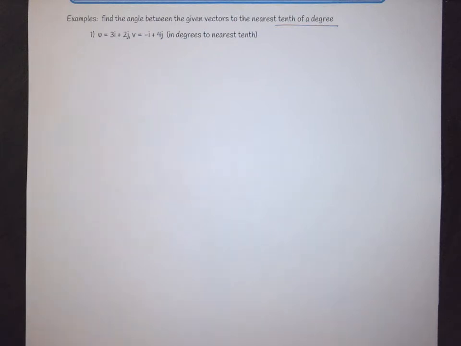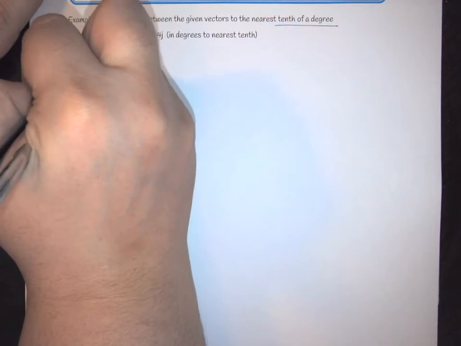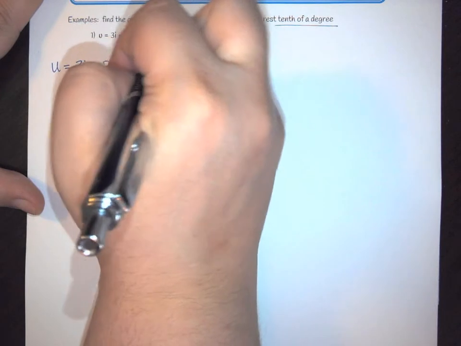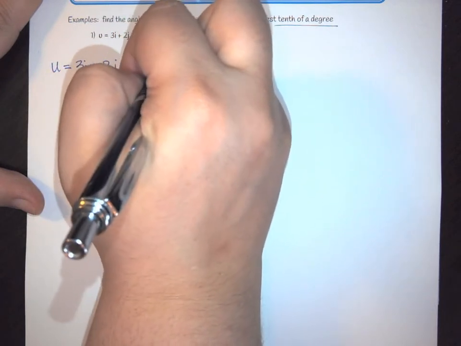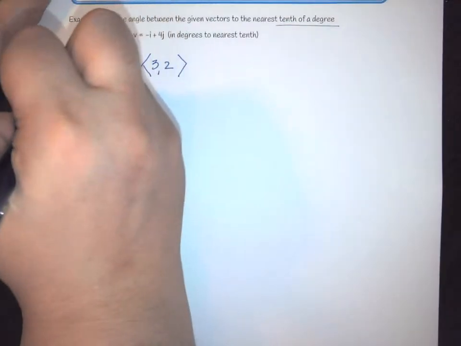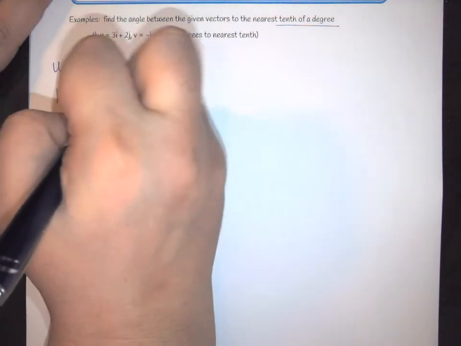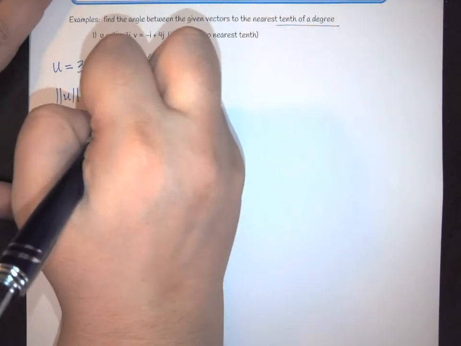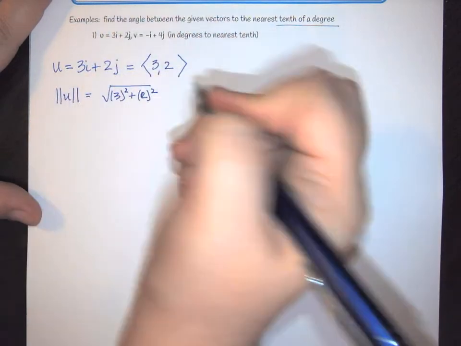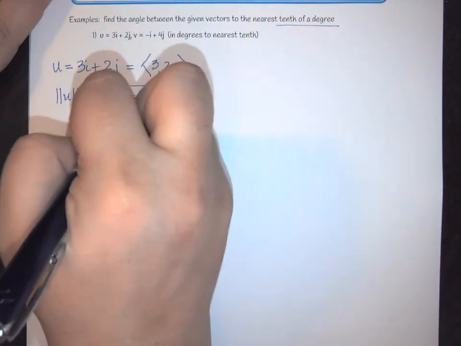So let's go ahead and look at u. Again, we were told u was 3i plus 2j. In terms of components, that's going to be 3, 2. With that, we can find the magnitude. The magnitude of u is going to be the square root of 3 squared plus 2 squared. So this is going to be 9 plus 4, which is the square root of 13. Okay, so that is u.